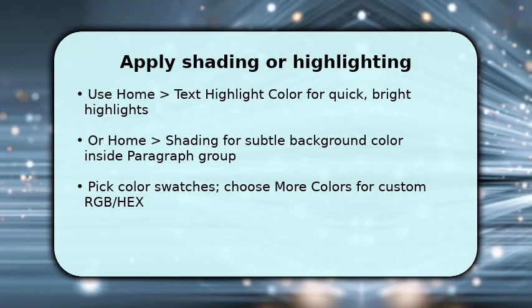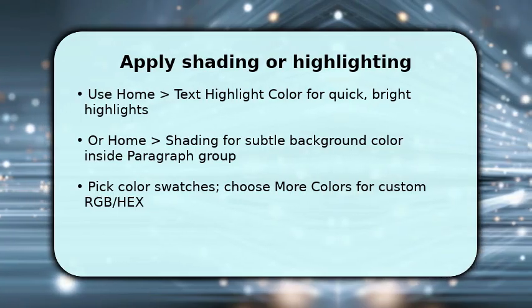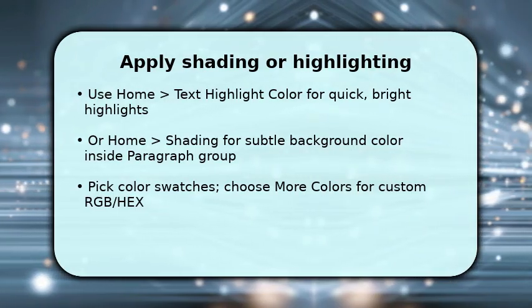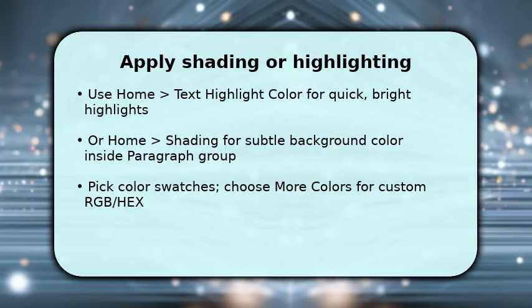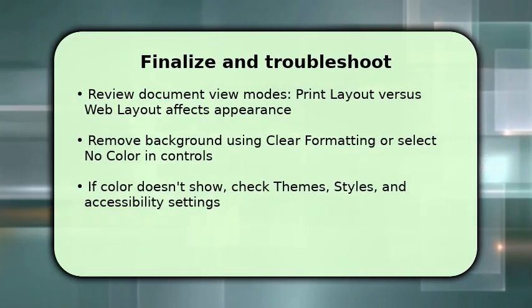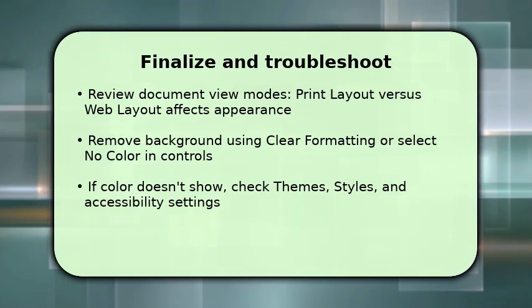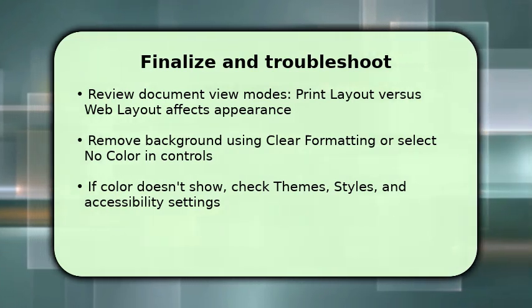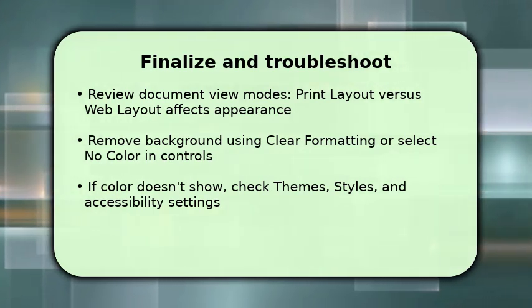Once you pick a color, click the selection so Word applies it visibly, and you finish by confirming the look in print layout to see the final output. Make sure spacing and wrapping still read well. To remove a background, select the text and choose Clear Formatting or set Highlight/Shading to No Color.